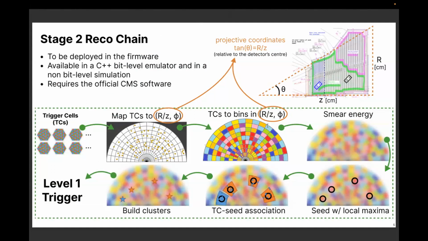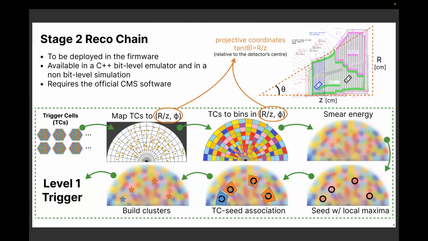So the idea is that this stage is deployed in the firmware, meaning it's supposed to run exclusively on FPGAs, but it's also available in a C++ bit level emulator, which is supposed to reproduce very closely what the firmware does, and also in a non-bit level simulation, which is also implemented in C++ and which depends on the CMS official software, CMS-SW. This is one of the reasons why we decided to port this reconstruction chain to Python to make things easier, and I'll go to this in a second.